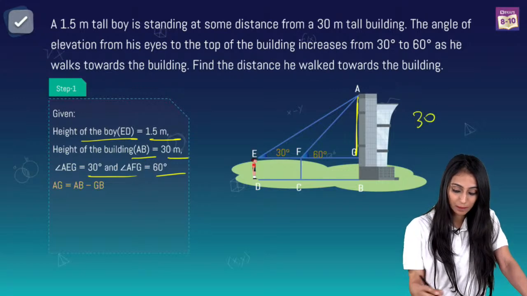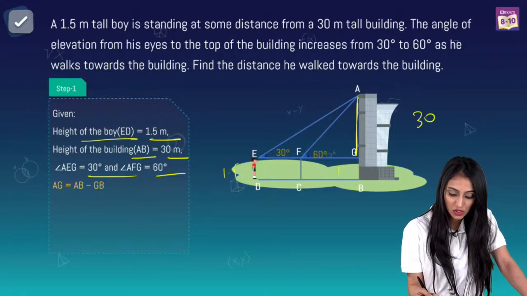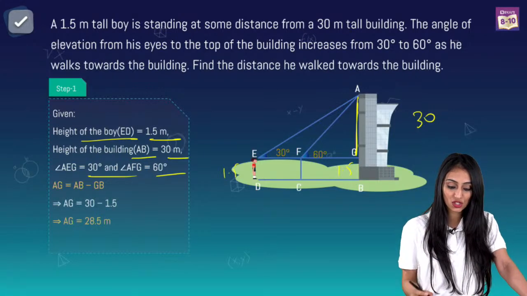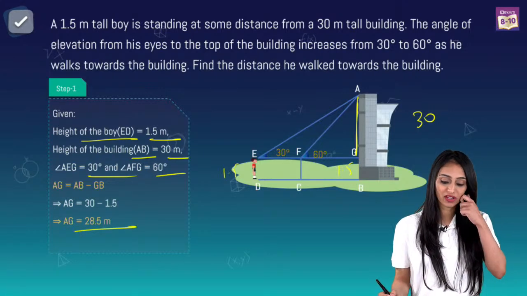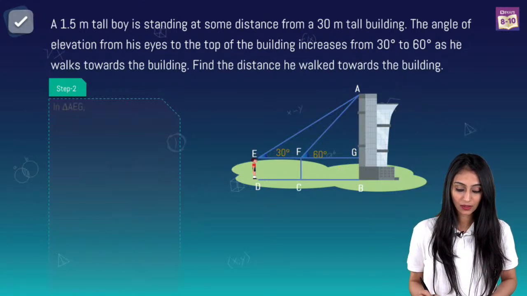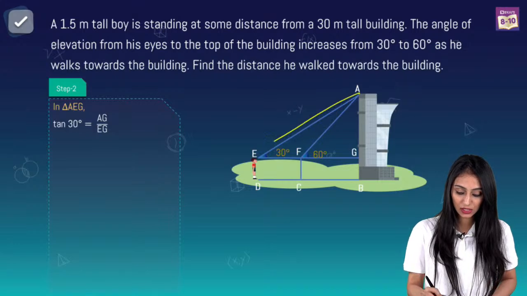Then simply AG, what is this going to be? The entire height is 30. This is 1.5, so this much part is also 1.5. I'll subtract 1.5 from 30, so I'll get AG. That's going to be 28.5 meters, right? That's AG over here.